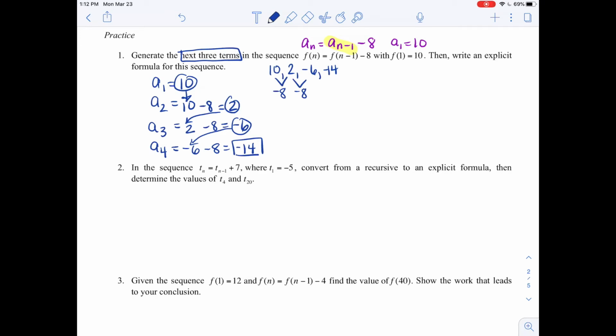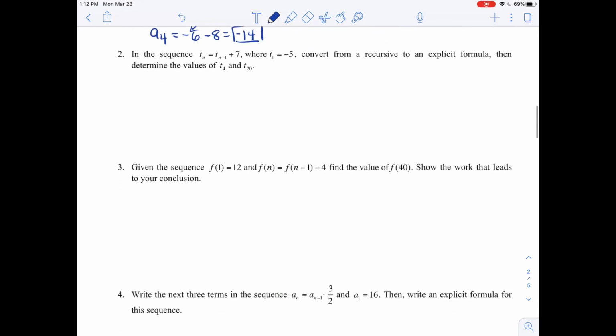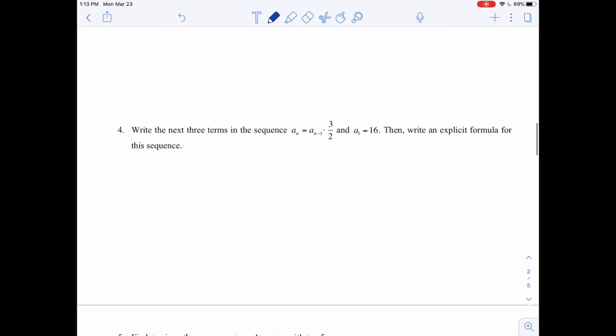That's an arithmetic pattern because you're subtracting the same number each time, or really you're adding a negative number. So your nth term rule would be your first term, which is 10, plus n minus 1 times your common difference, which is negative 8, and that is now your explicit rule for this sequence, which will allow you to find any term of the sequence you could possibly want.